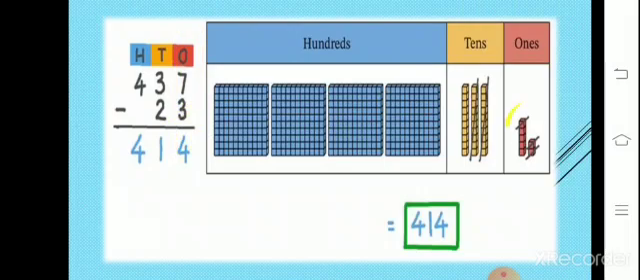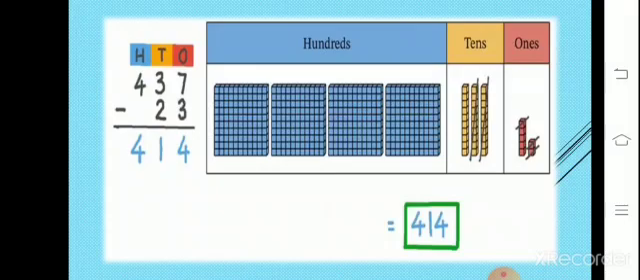So you have to subtract 3 from 7. As you can see, there are 7 single blocks at the ones place. So when you cut down 3 blocks, you will get 4. So you write here 4 at the place of ones because there are 4 blocks left. Similarly, there are a total of 3 bars of 10. You cut down 2 bars. So you will have only 1 bar of 10. So you write here 1 at the tens place because there is only 1 ten left.